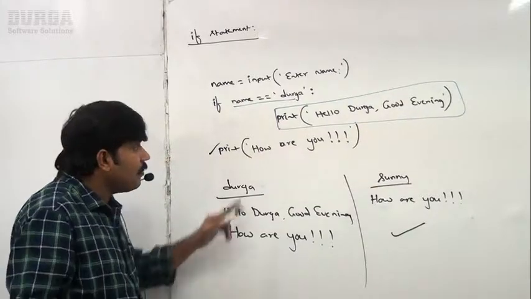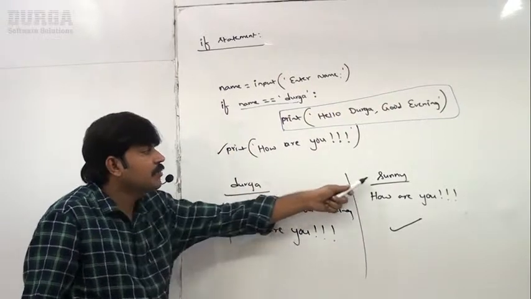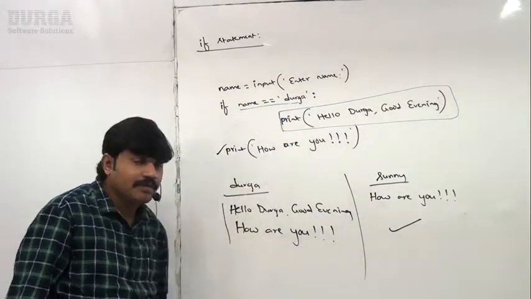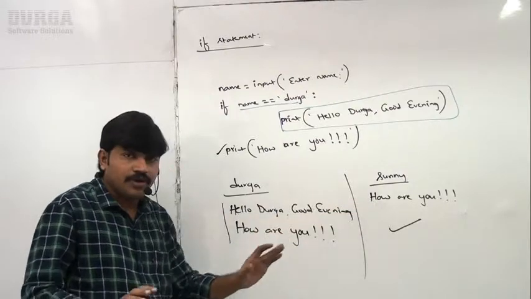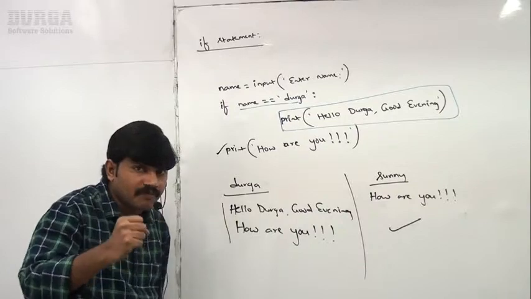So if the name is Durga, two print statements are going to execute, sir. If the name is Sunny, if block won't execute, only this print statement is going to execute. That's why how are you. Clear, right? Let me execute this code so that you people can feel more comfortable.